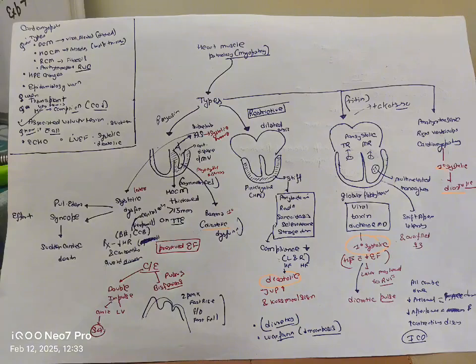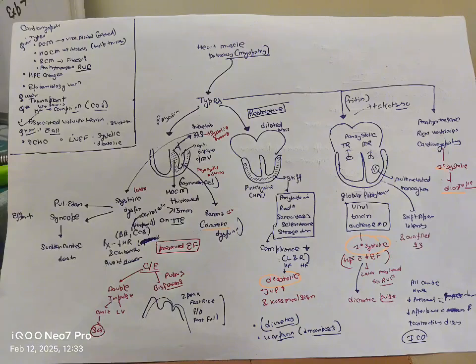Now coming to restrictive cardiomyopathy, it's the rarest form. Here the size of the ventricle is normal, but the atria are dilated due to the stiff ventricles, and we see pink hyaline deposits. The causes are amyloidosis, glycogen storage disorder, radiation, sarcoidosis, hemochromatosis, and scleroderma.